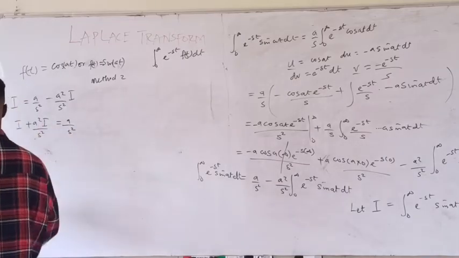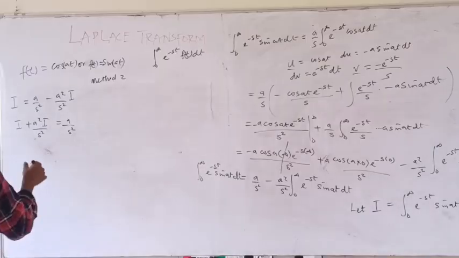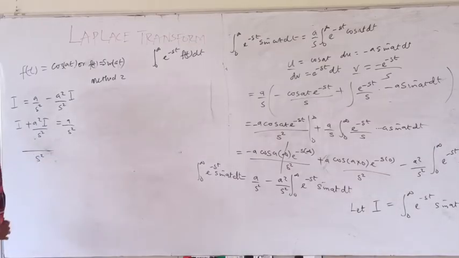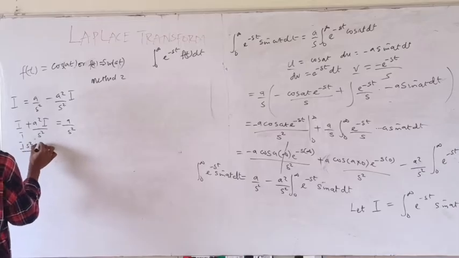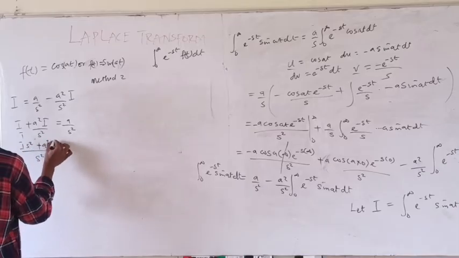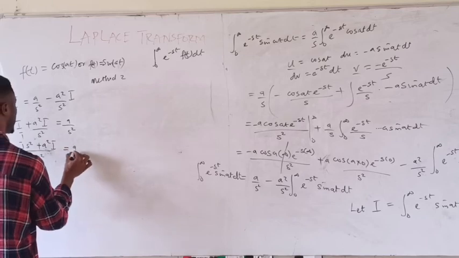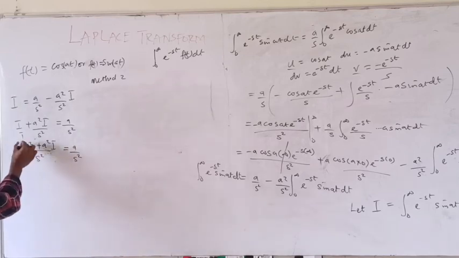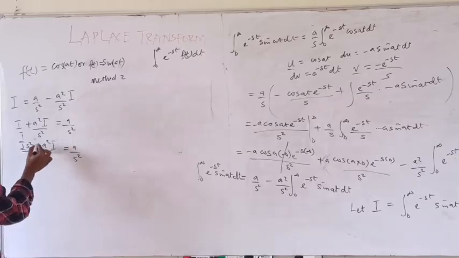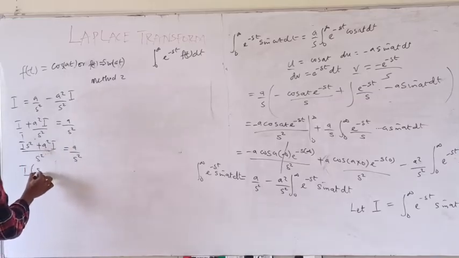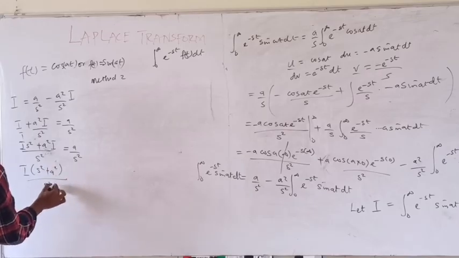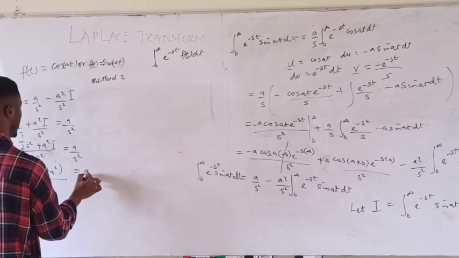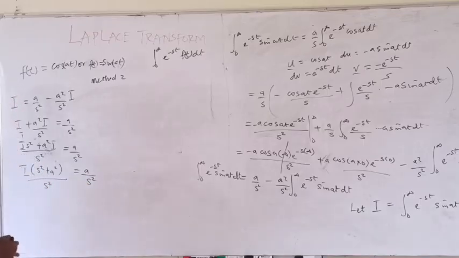So let's add the left hand side. What we have there is s squared plus a squared over s squared, I, right, is equal to a over s squared. So when we factor out I on the numerator, we have I into s squared plus a squared over s squared is equal to a over s squared.